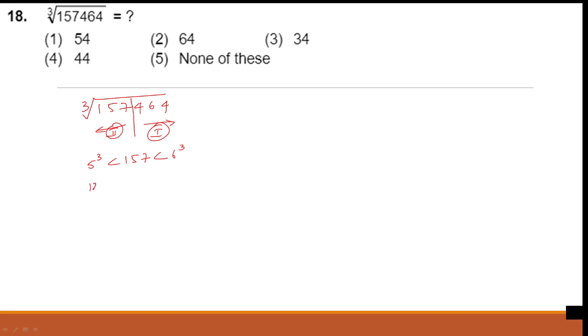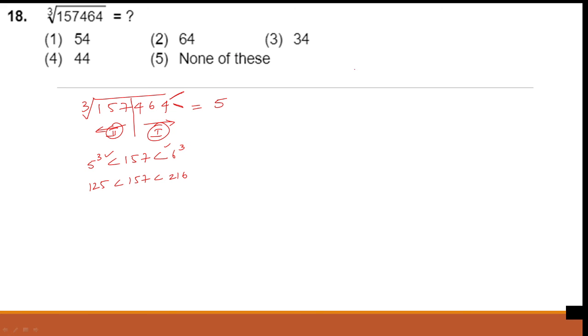So that is 125 and 216. From these two, 5 and 6, we need to pick the smallest one, that is 5. And now the possibilities for 4. What are the possibilities for 4?